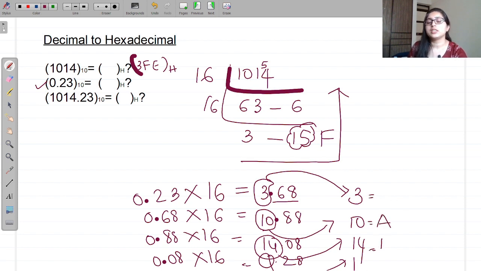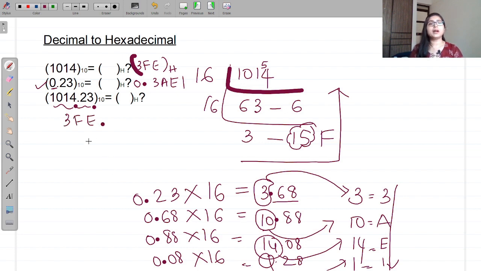So this is 3, 10 is A, 14 is E, and this is 1. Here in the fractional part, for the equivalent hexadecimal, you have to go from top to bottom, because this is the same procedure that we used in binary. Here for the integer part it is bottom to top and here it is top to bottom. Carry the 0 as it is here, then the point. Now write 3AE1. So now you can see this 1014.23 is the same as this. I can write it as 3FE, then the hexadecimal point, and 3AE1, and it goes on. This is my H.